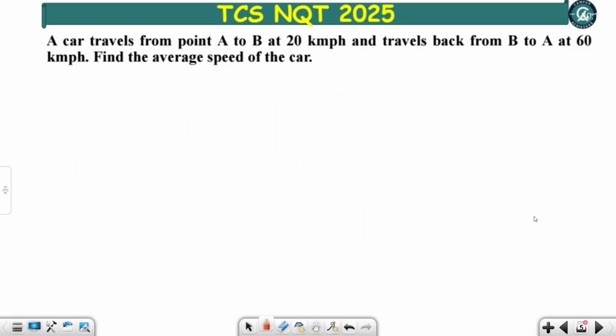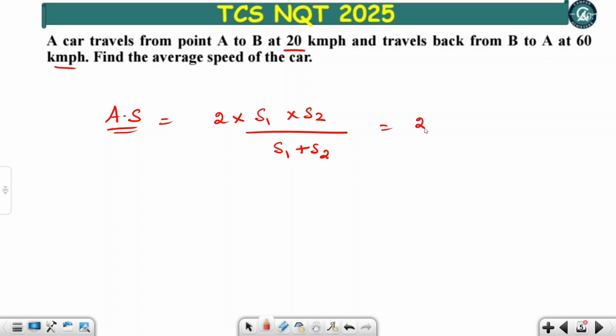Okay, next. A car travels from point A to B at 20 km per hour and travels back from B to A at 60 km per hour. Find the average speed of the car. What is the formula for average speed? The formula for average speed is 2 into S1 into S2 divided by S1 plus S2. So here, 2 into, what is the speed of the first car? 20.